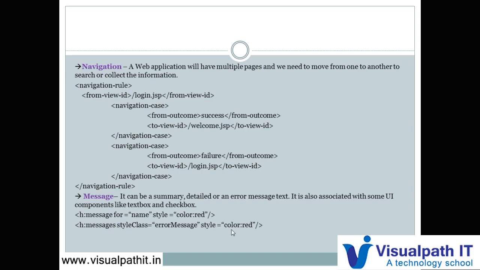For example, here for the error message, the color should appear red, so the style is color colon red. This particular code snippet is the HTML message class wherein we can have a single message associated with that particular specific component. So here it also says about the error message. This one is also HTML message, but it is more than one message. Here it is only one single message.